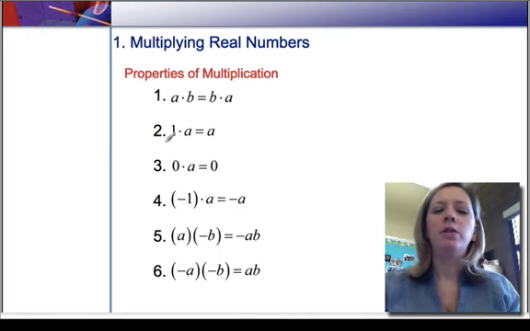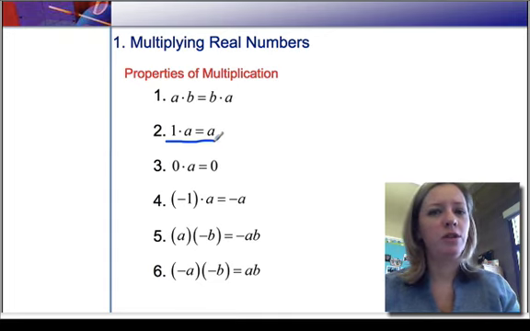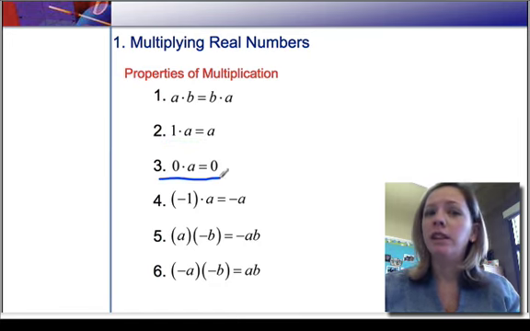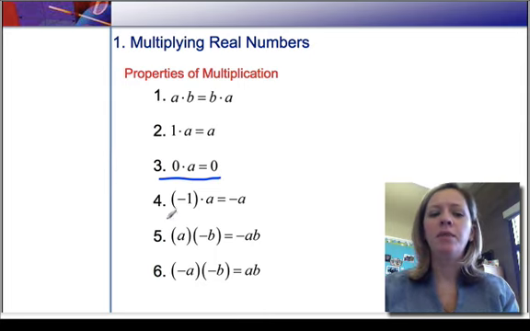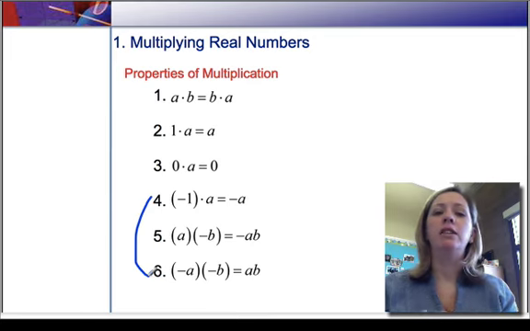The second property, 1 times A equals A. In other words, 1 times any number is itself. We're actually going to use that property quite a bit in algebra, but it's going to take on a few different forms. 0 times A is 0. Of course, that means 0 times anything is 0. And now let's focus specifically on these last three. These last three are going to help us work with multiplying and dividing our positive and negative numbers.